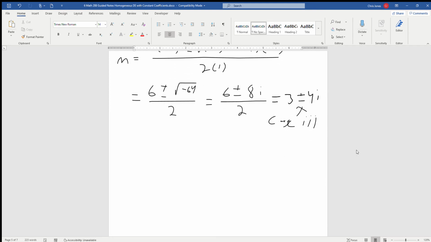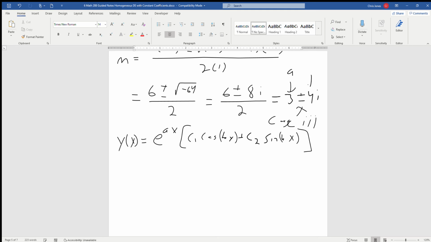And recall that case 3 says that the solution y at x is going to be equal to e to the ax times (c1 cos bx plus c2 sine bx). And I'm going to put those in parentheses so we understand that the angle bx is part of the trig function. Well, in this case, a is 3 and b is 4. We just worry about the absolute value. We don't worry about the plus or minus. So a is the real part, b is the complex part.